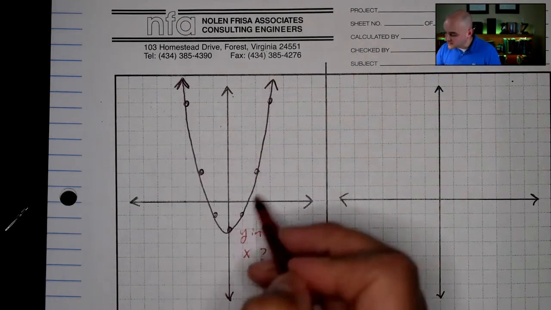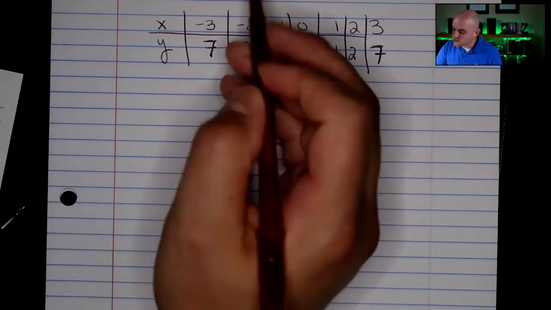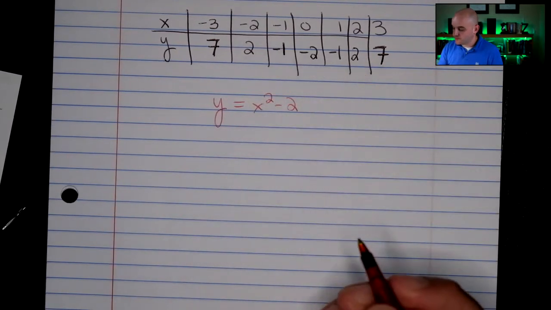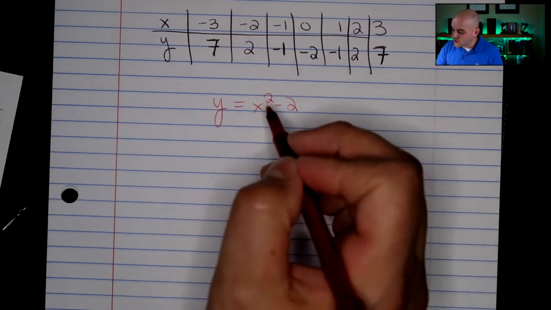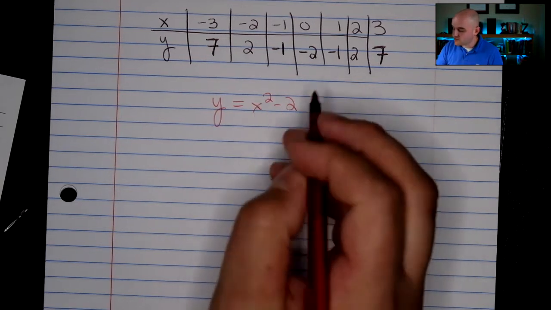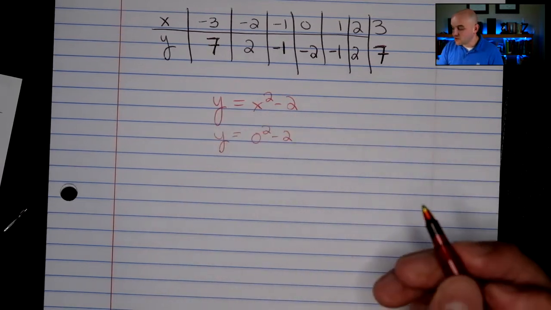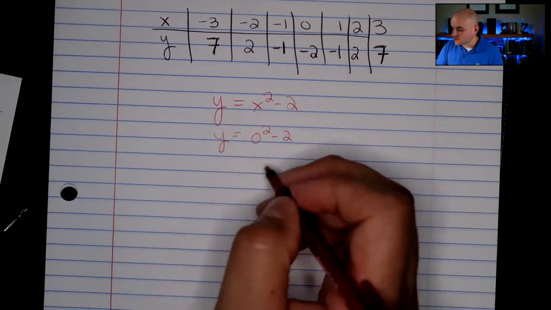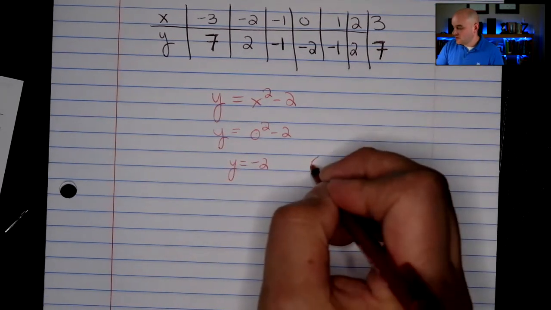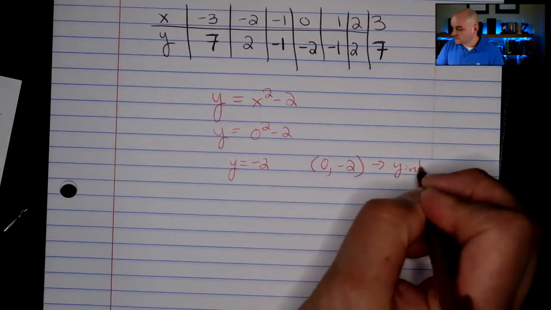So if I didn't have the graph already done, if you're just looking at this equation right here, y equals x squared minus 2, I know that the y-intercept occurs when x equals 0. So put 0 in for x, 0 squared minus 2, and you will get your y-intercept. 0 squared is 0, minus 2 gives you -2. So 0, -2 is the y-intercept.